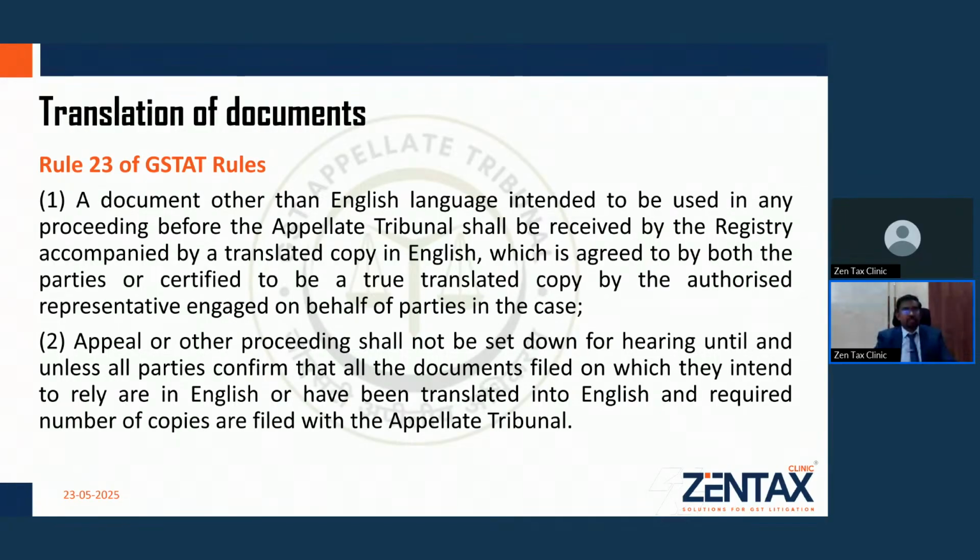So it shall be important that the English translated document is submitted, and until all the documents are in English language and such requisite number of copies are filed before the appellate tribunal, and it is duly attested by the authorized representative, certified by the authorized representative, then you cannot really expect the hearing to move forward. It is important that the documents are properly filed, and proper filing will require that if the language of a document is not in English, then it needs to be duly translated also.